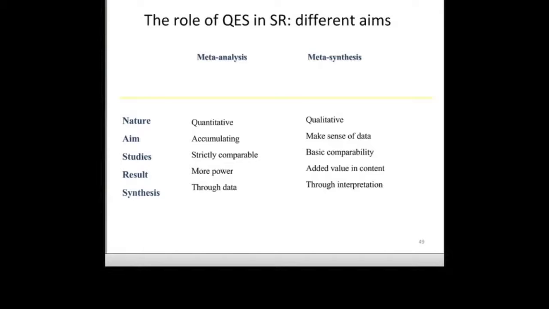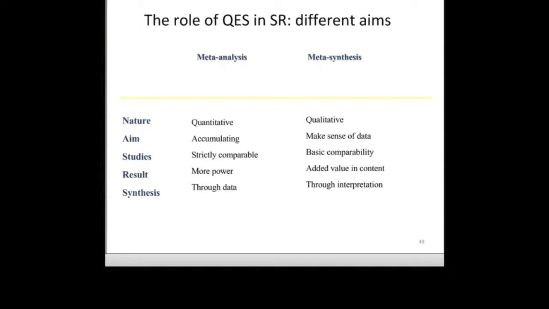While the meta-synthesis bit is actually trying to make sense of data. So the studies that you include, they don't have to address the completely similar account. They can be picked from different contexts, even different target groups. They need to have some sort of basic comparability on the level of the phenomenon or the topic of interest to your researcher. And they add value in content through interpretation.